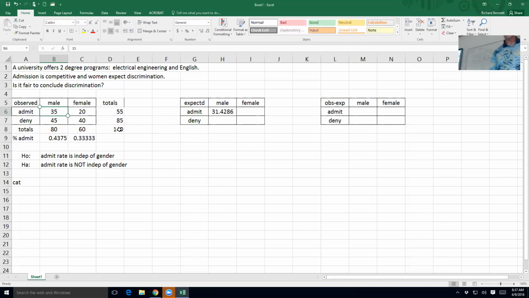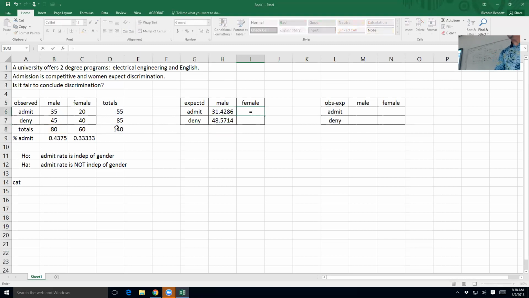Now, where am I at? I am on row 2, column 1. So here we go. I want the row 2 total times the column 1 total divided by the grand total. Okay? Now, I would have expected 48.5 to be denied. Only got 45 denied. Okay?